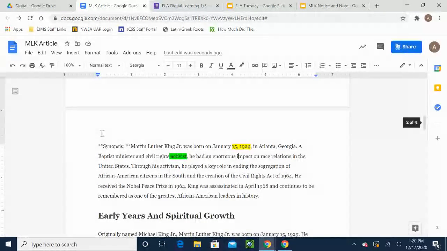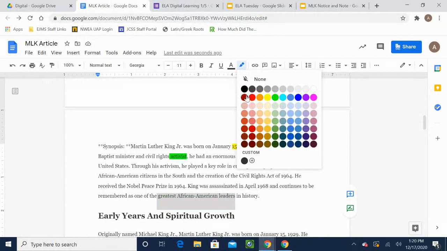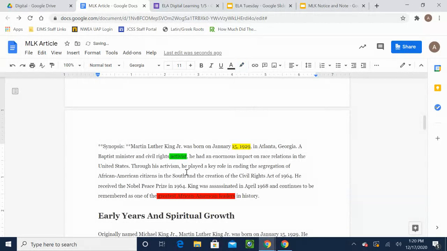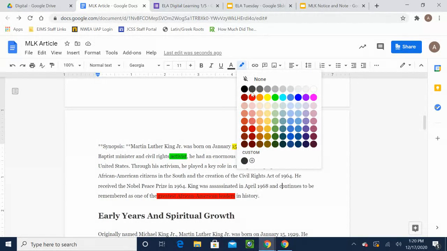I don't know if I see any in this first paragraph. Well, actually I do. If I'm skimming this, and it's talking about how Martin Luther King was assassinated and continues to be remembered as one of the greatest African American leaders in history, I would call that absolute language, okay? It is pretty absolute. There's not really much room for wiggle room there. So what I did was I highlighted that, went up to my marker, clicked on red, and highlighted it.